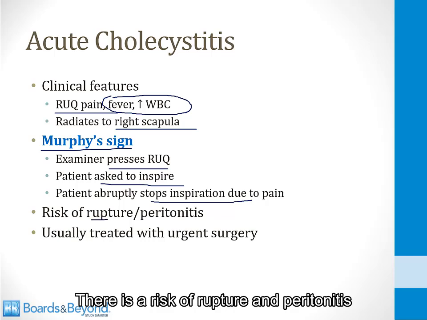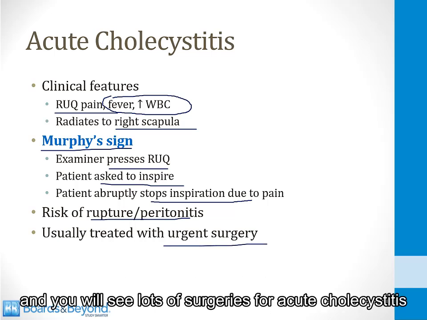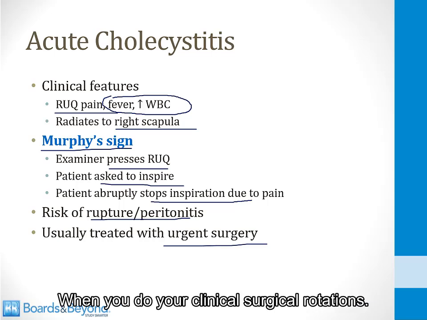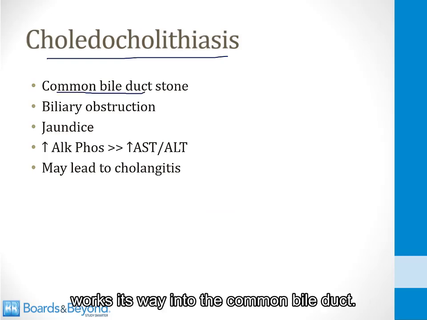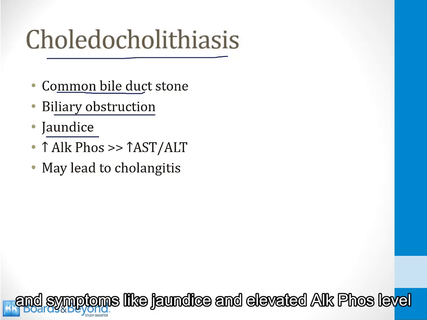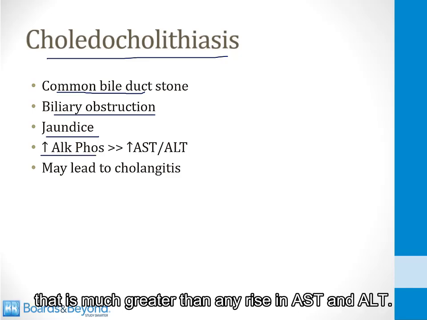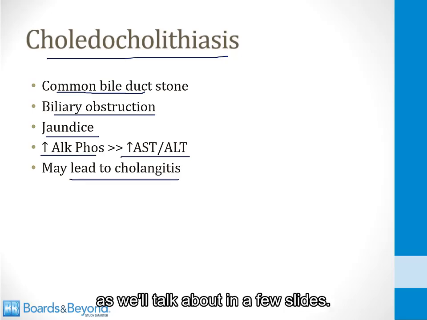There is a risk of rupture and peritonitis of the gallbladder, and so this condition is usually treated with urgent surgery, and you will see lots of surgeries for acute cholecystitis when you do your clinical surgical rotations. Choledocholithiasis occurs when a gallstone works its way into the common bile duct. This results in biliary obstruction and symptoms like jaundice, an elevated alk phos level that is much greater than any rise in AST and ALT, and it can lead to cholangitis, as we'll talk about in a few slides.